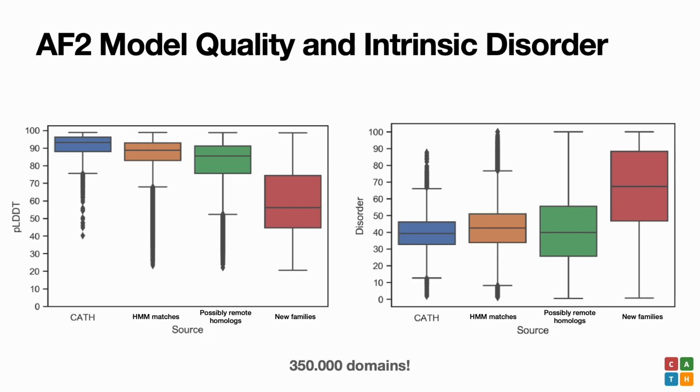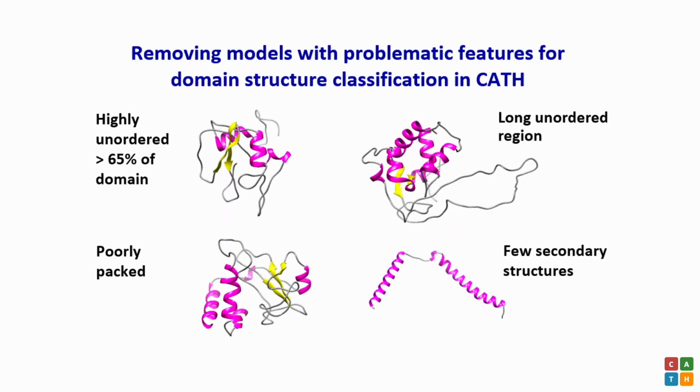But then once we started looking at these individual cases, we noticed that we had to remove some of these models because they had some problematic features that don't really belong in CATH as a globular curated domain classification. So we noticed that some of them have a high percentage of unordered regions. So we have roughly 60% of the domain or more that is highly unordered. We have some very long unordered regions at either end of the domain, with very long stretches of unordered regions.